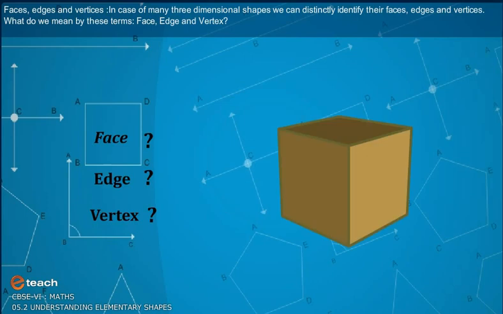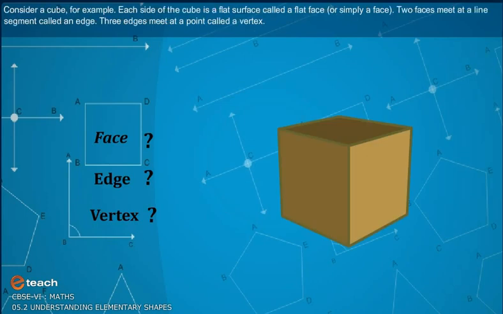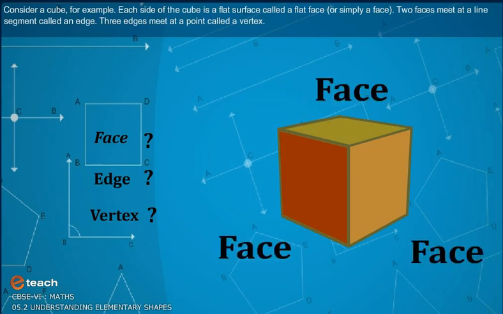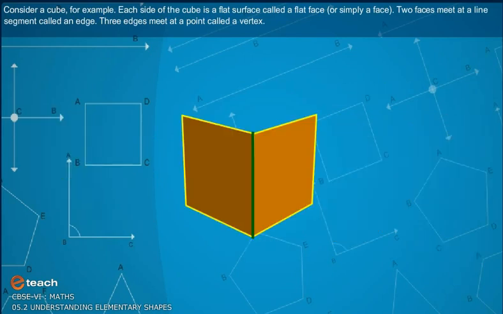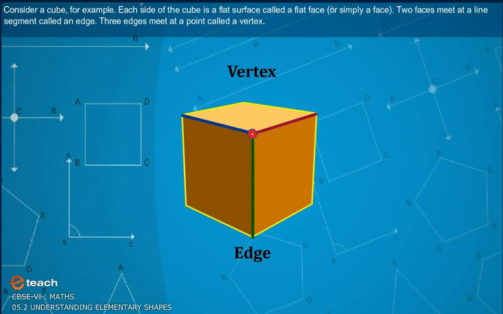Face, edge, and vertex. Consider a cube, for example. Each side of the cube is a flat surface called a flat face, or simply a face. Two faces meet at a line segment called an edge. Three edges meet at a point called a vertex.